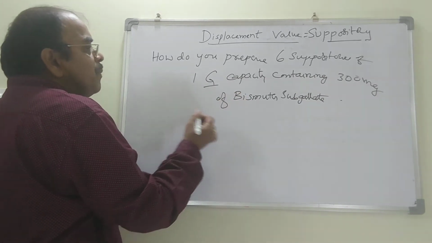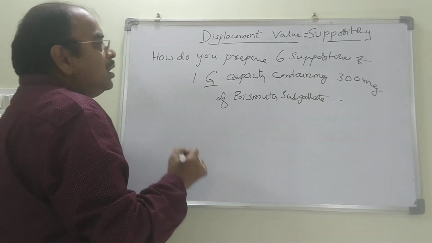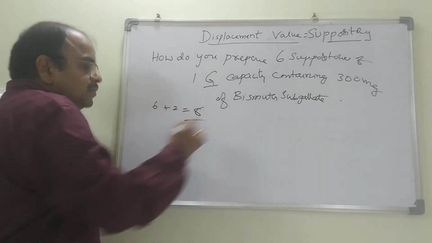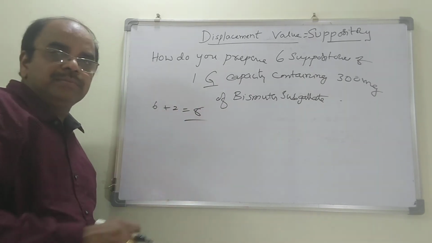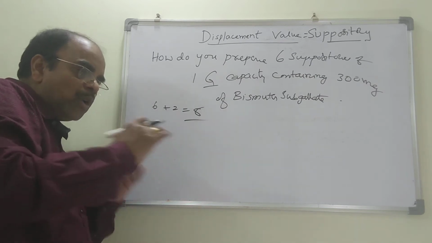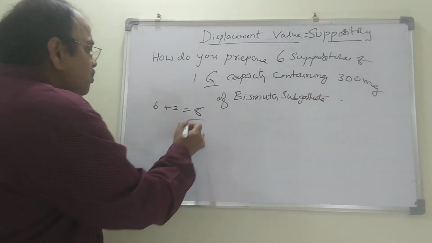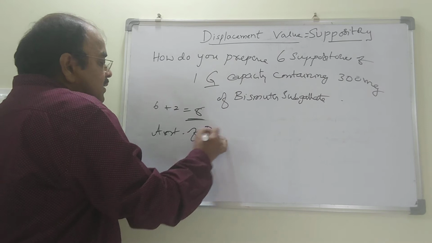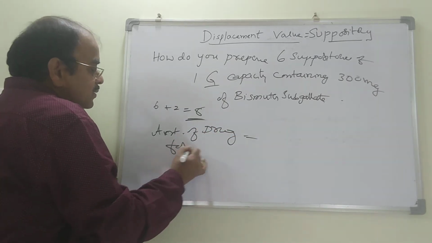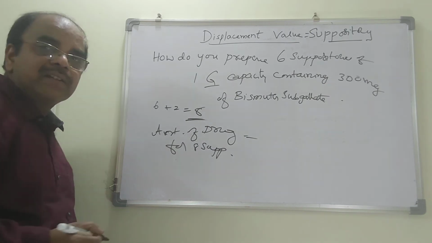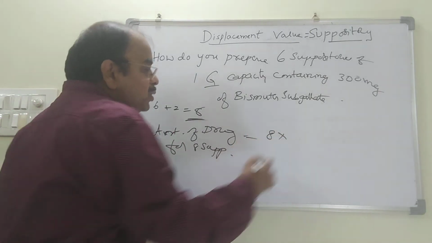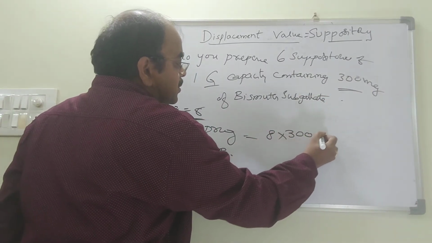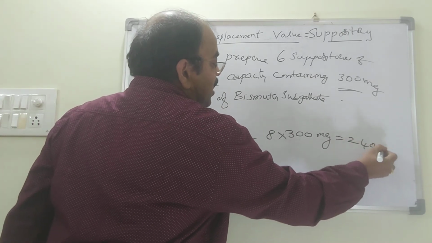So what is the amount of the total base required? Of course, whenever you are making suppositories, you plan for 2 extra. 6 plus 2, 8. You formulate for 8 because you have to pour into the mold, and over the mold, whatever is there, you have to scrape it out. So, you plan for 2 extra. Amount of the drug for 8 suppositories: 8 into 300 milligrams, which is equal to 2400 milligrams.